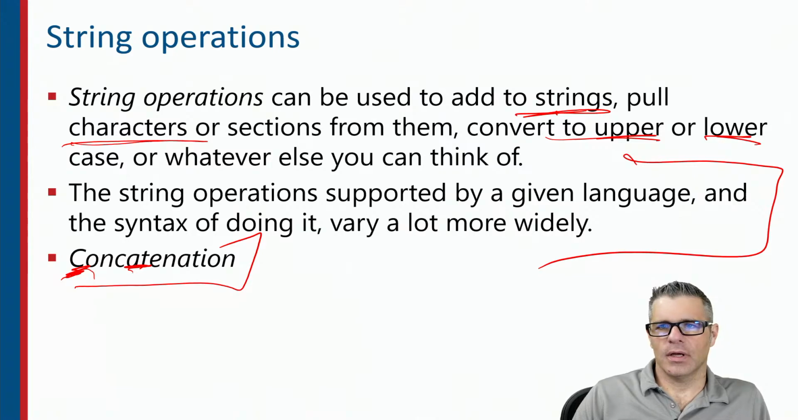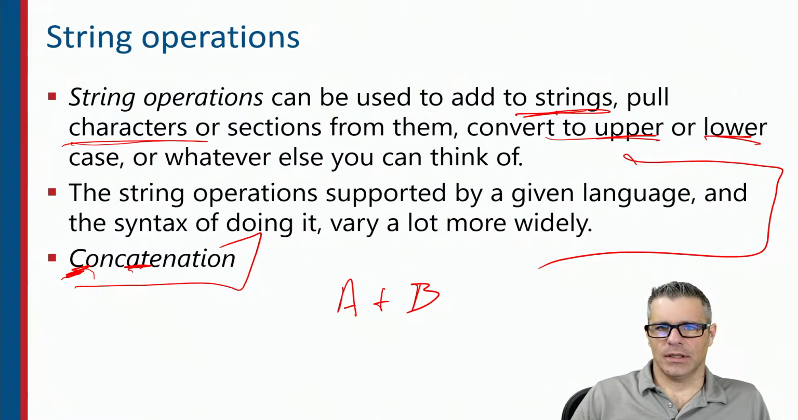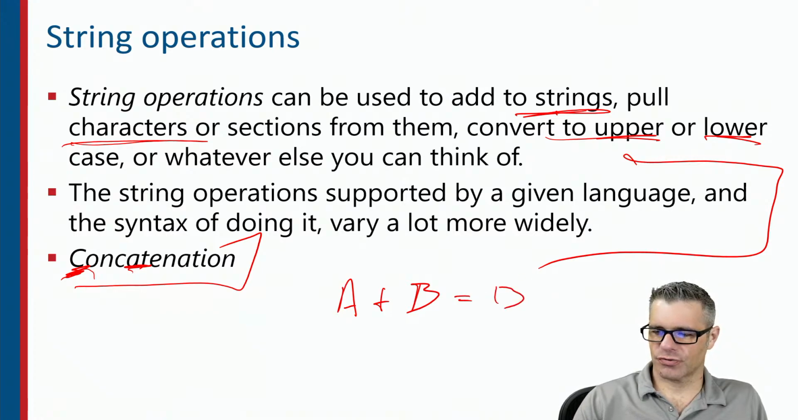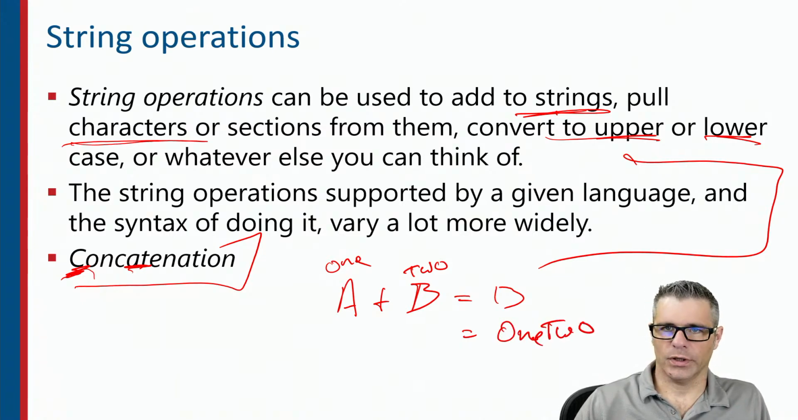concatenation, which you can use the cat tool to do on the command line. In programming languages like Python, you can also concatenate strings together if you have a variable named A and a variable named B. If you add them together, if they are integers, you will get some integer value out. If they are strings, you will get a concatenated string. So if A is 1 and B is 2, you will get 1, 2 out of the operation.